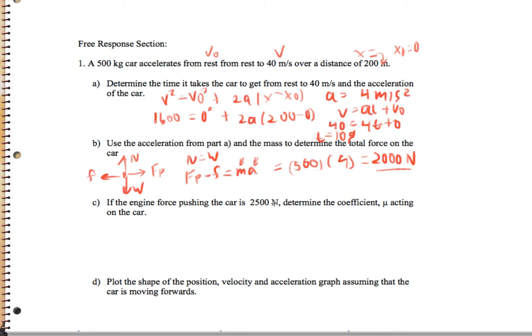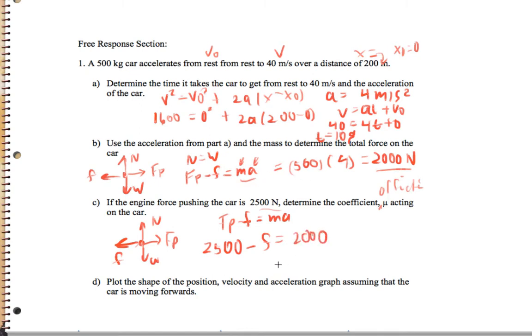Now it says the pushing force is 2,500, so we want to figure out the coefficient mu of friction. I should say the coefficient of friction acting on the car. So let's be clear. We got normal, we got weight, we got pushing force, we've got friction, which is the same free body diagram from above. I'm just redrawing it. So we know that Fp minus F equals ma, and let's plug in what we have. I know that 2,500 is the pushing force, the friction force is unknown, and we got ma in the previous is 2,000. So I'm getting a friction force of 500 newtons.